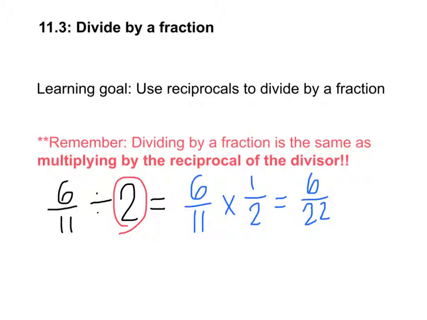I have 6/22nds. How do I simplify 6/22nds? You have to divide both the numbers by 2. So what's 6 divided by 2? Good. And what's 22 divided by 2? 11. Good.